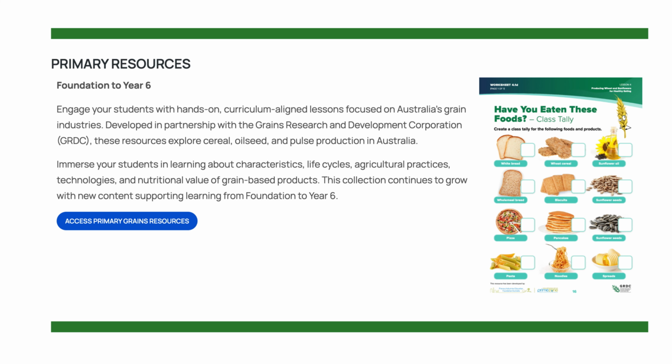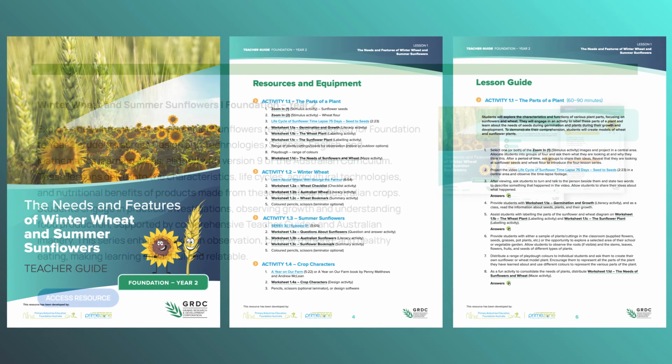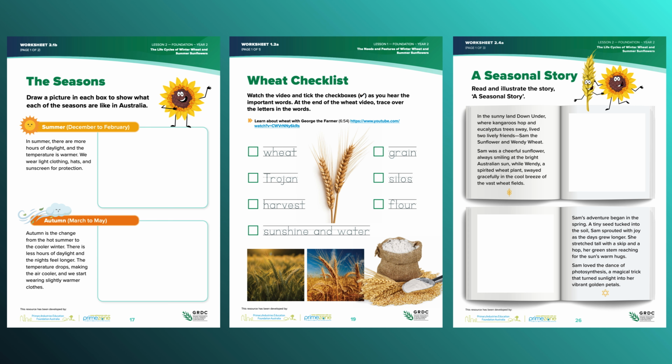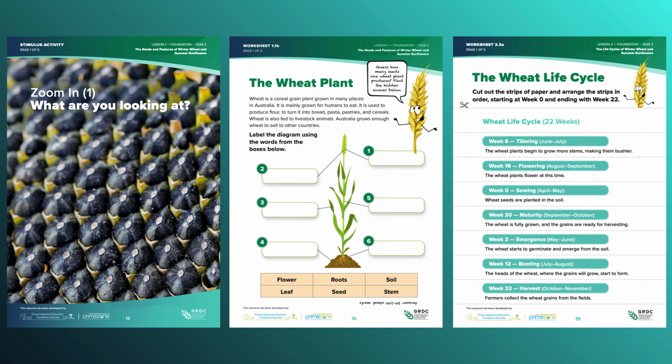For our primary students, we have resources on offer like winter wheat and summer sunflowers. This is a standout resource designed for Foundation to Year 2, although easily adapted to other year levels. It's a 4-lesson series, with each lesson available independently or as part of a sequence. Activities include zoom in, zoom out image tasks, labelling plant parts, sequencing growth stages, tracing mazes, and video prompts.